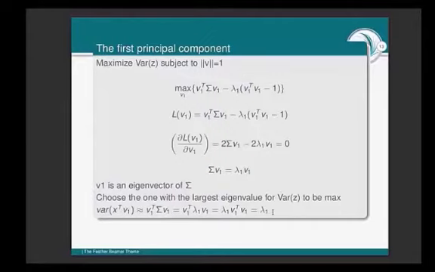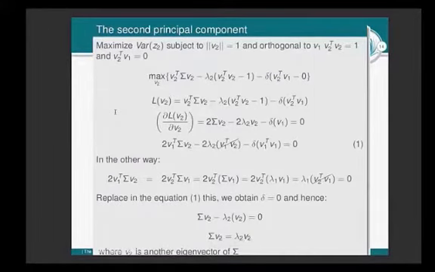The first principal component, B1, is the eigenvector of sigma which corresponds to the largest eigenvalue, lambda 1. Now, we determine the second principal component. We maximize the variance of C, subject to these two constraints. This one is because B2 is a unitary vector, and this one is because B2 is orthogonal to B1, and then their product is equal to 0.